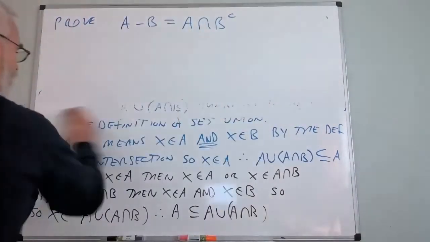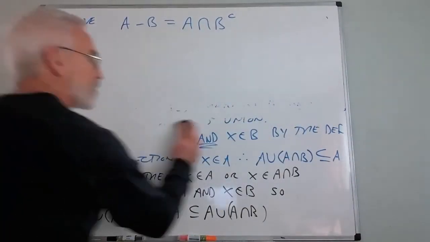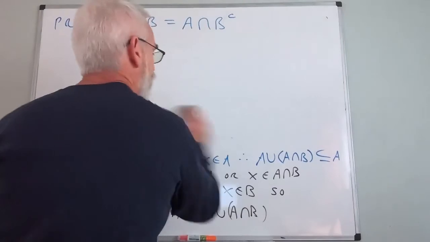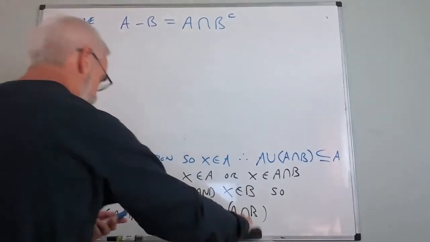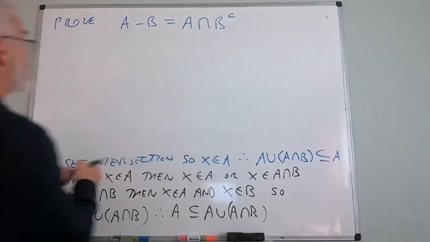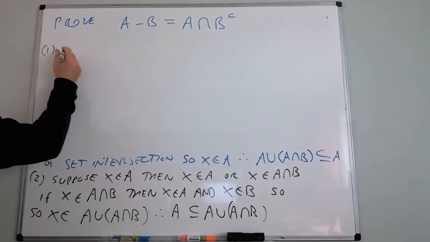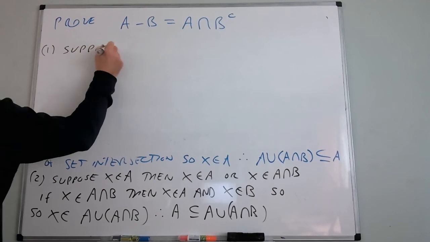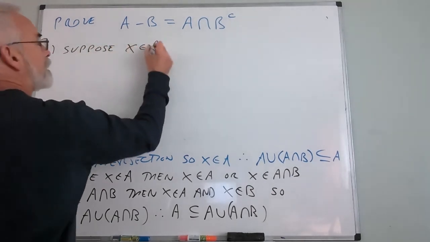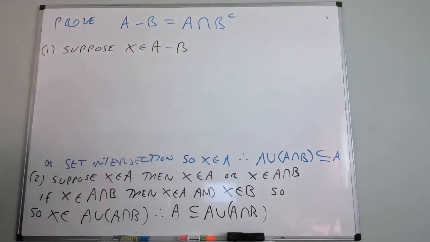So this one is fairly simple. That's why I want to do it. There are complicated versions, and I don't need complication. We just want to do the basics. So we'll do the first side. We always start by: suppose X is an element of A minus B.